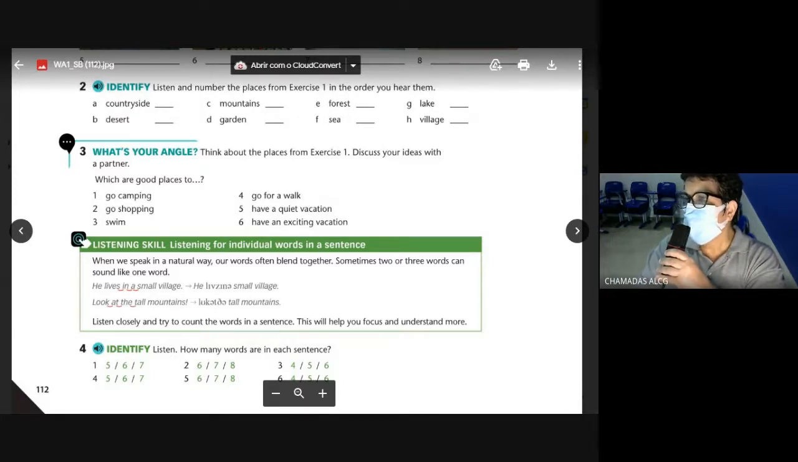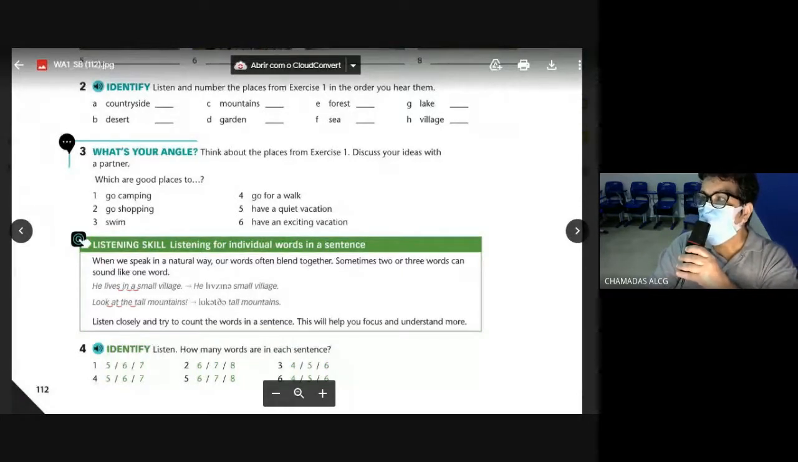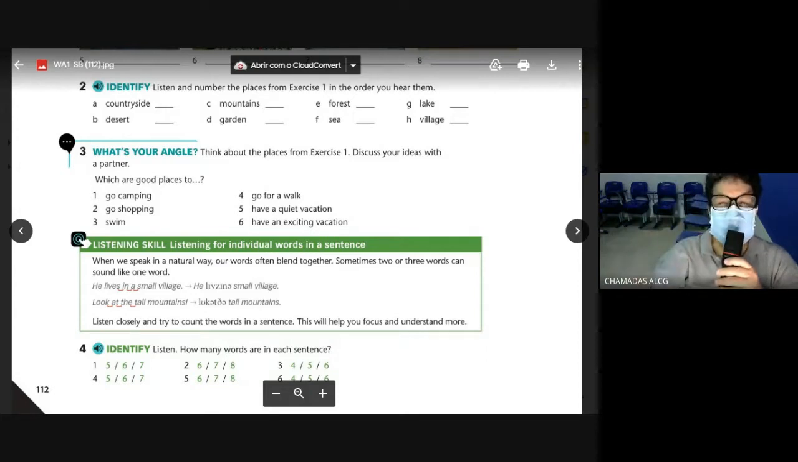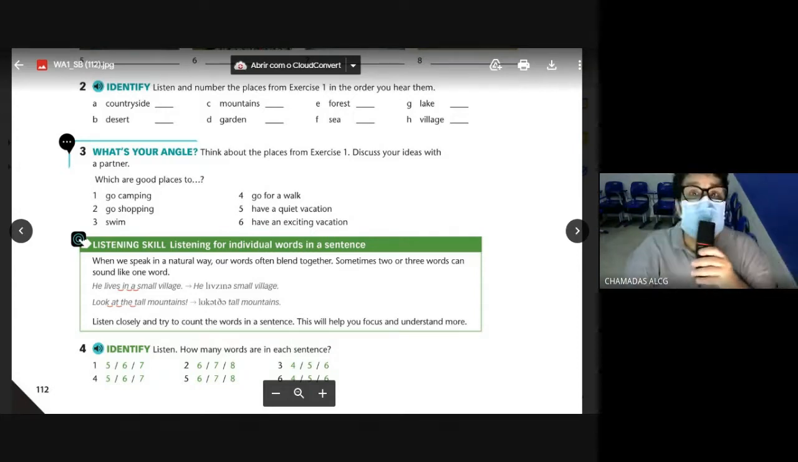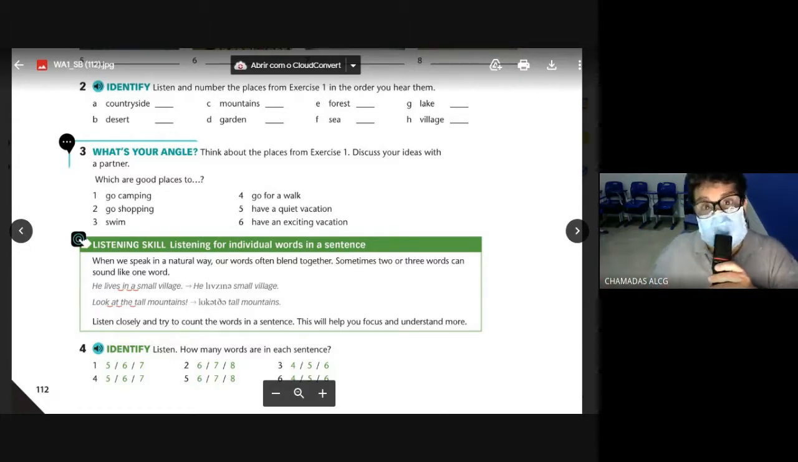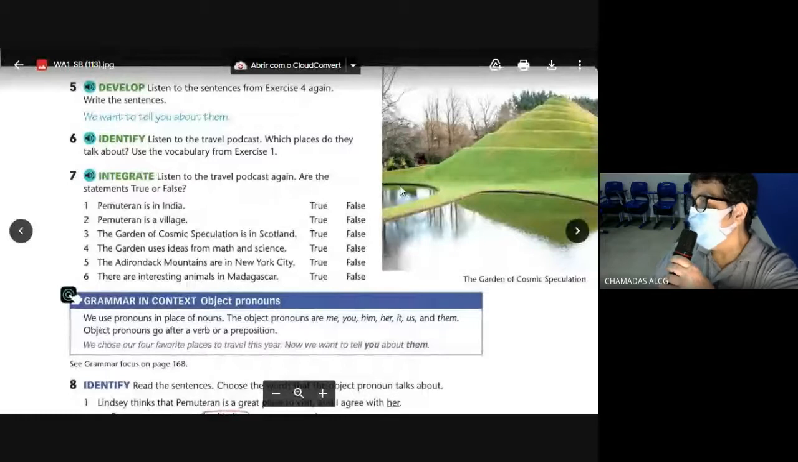So now on page 113 here, we have listened to the sentences from exercise 4 again. And then they want us to write the sentences. This is a little more difficult, in my opinion, but I will play for you to listen, okay? But you don't need to write all the sentences. Try to write as many as you can, okay? If you write 2 or 3, it's okay. So, can I play? Yes?